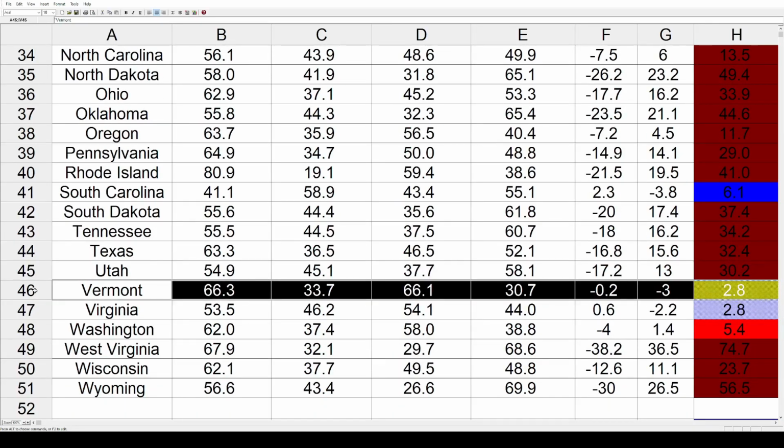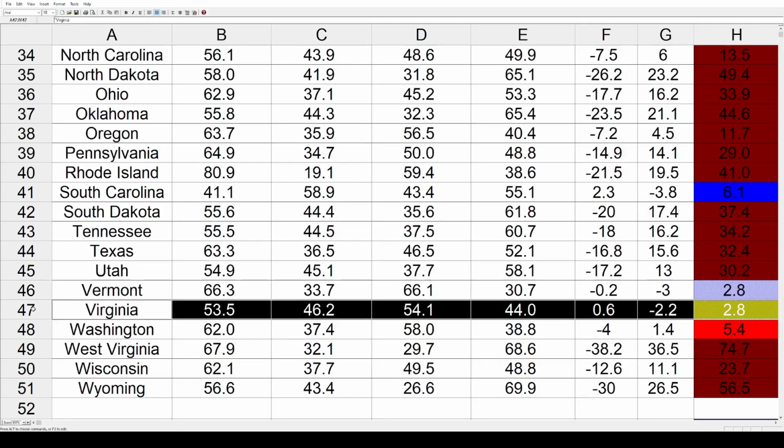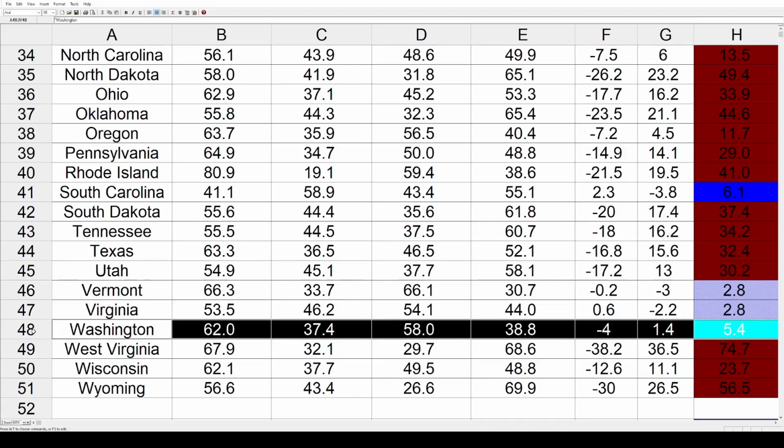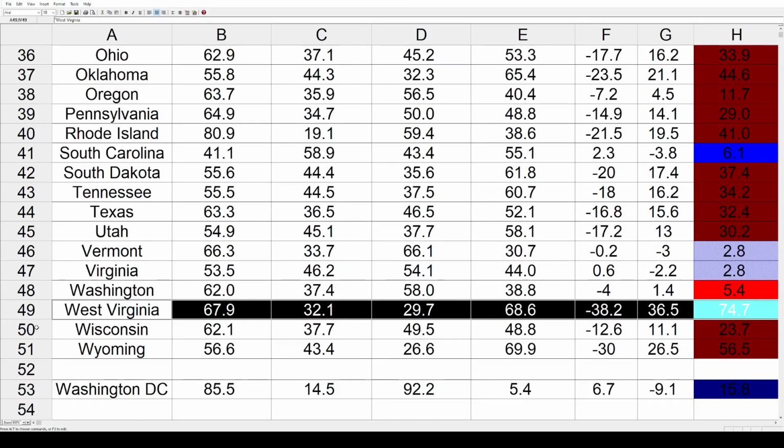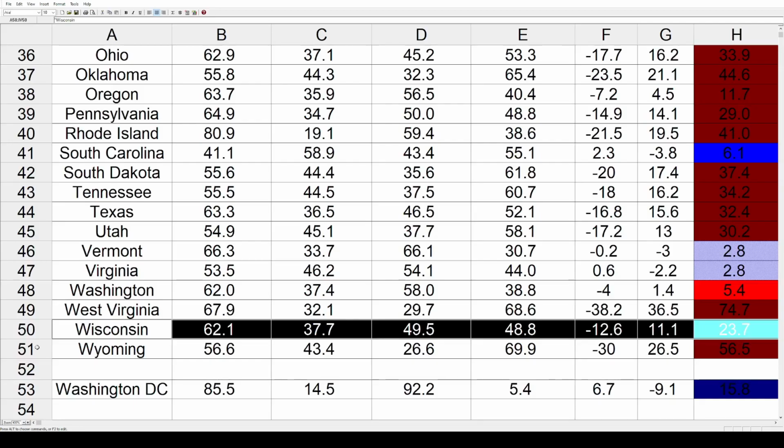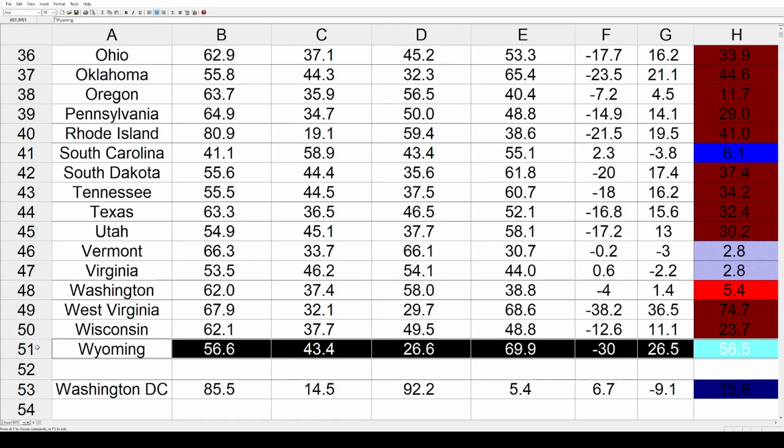Vermont managed to shift toward the Democrats by 2.8, same margin, same direction in Virginia, 2.8. Washington had a red shift of 5.4. West Virginia had the biggest shift out of all the states, one of the biggest we've ever seen, 74.7 away from the Democrats and toward the Republicans. Wisconsin went toward the right by 23.7, and in Wyoming, that had a giant lurch toward the right by 56.5.